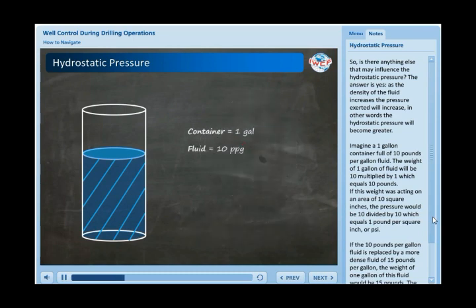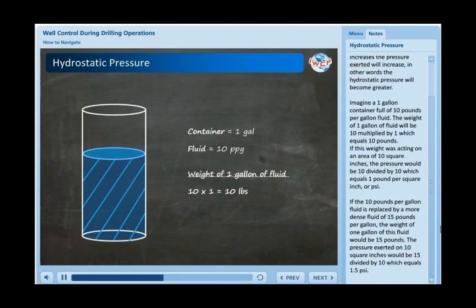Imagine a 1-gallon container full of 10 pounds per gallon fluid. The weight of 1 gallon of fluid will be 10 multiplied by 1, which equals 10 pounds. If this weight was acting on an area of 10 square inches, the pressure would be 10 divided by 10, which equals 1 pound per square inch, or psi.